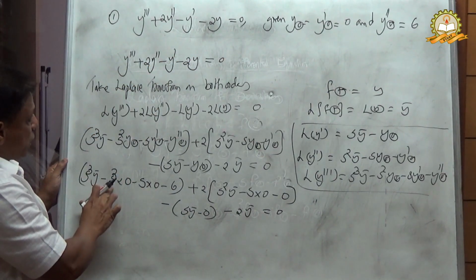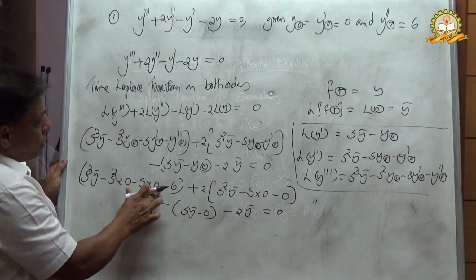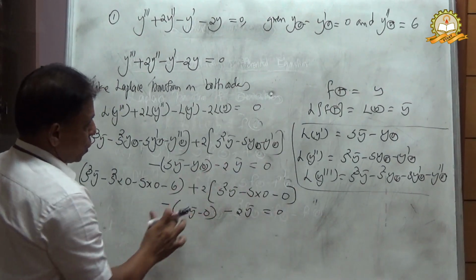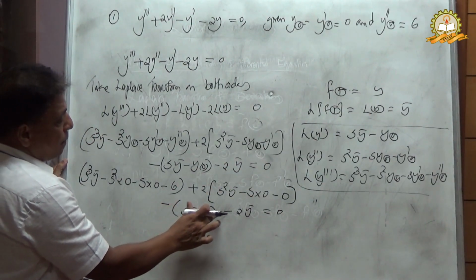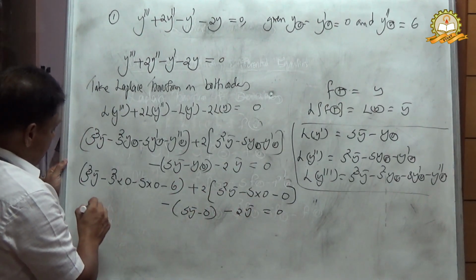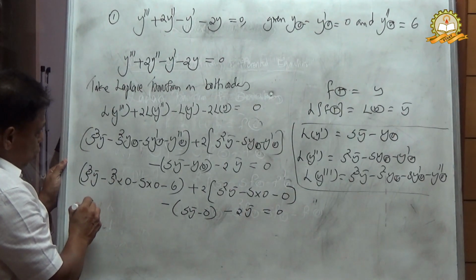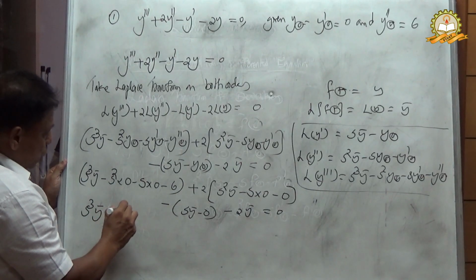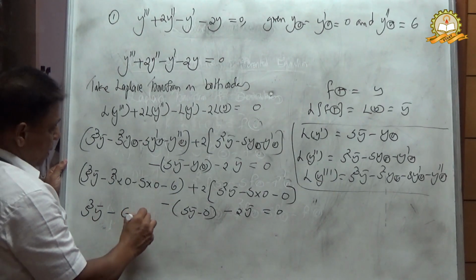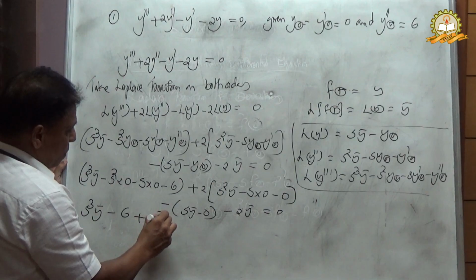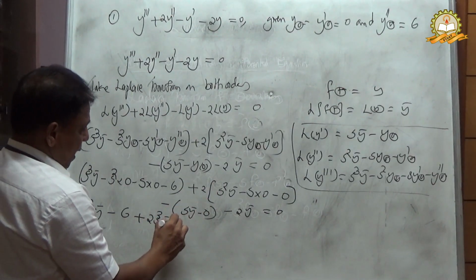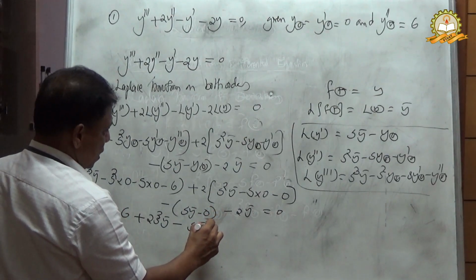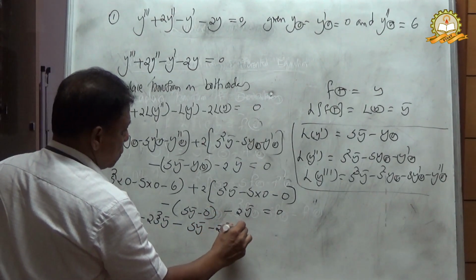S cube y bar minus s square into 0 minus s into 0 minus 6 plus 2 into s square y bar minus s into 0 minus 0 minus s into y bar minus 2 into y bar is equal to 0. Then removing the bracket, s cube y bar, here this term is 0, then this term is 0. The s cube y bar minus 6 plus 2s square y bar minus s y bar minus 2y bar is equal to 0.